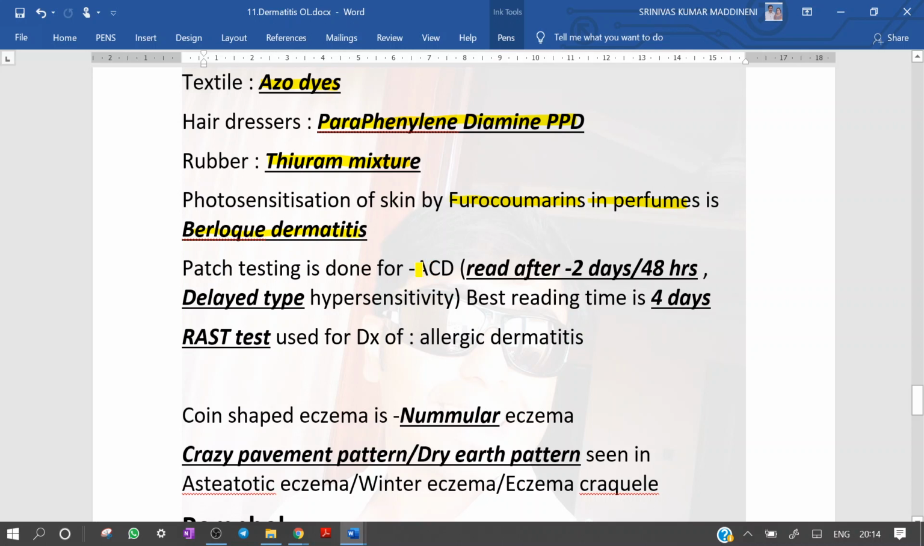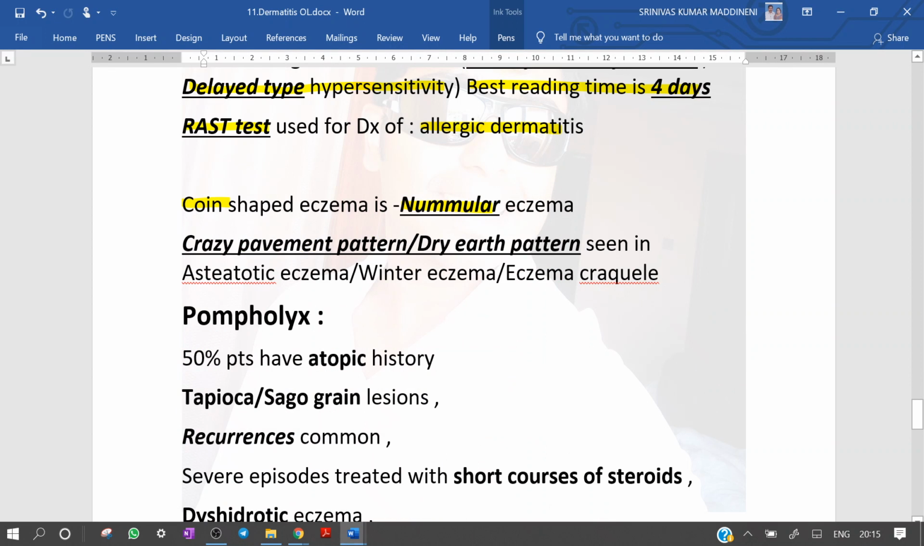Patch testing is done for allergic contact dermatitis and it is read 3 times, once after 2 days at 48 hours, and it is mentioned that best reading time is 4 days or 96 hours and the next reading time is 7 days. Patch testing is a kind of delayed type of hypersensitivity testing. RAST test is used for diagnosis of allergic dermatitis. Coin-shaped eczema is another name for nummular eczema. Crazy pavement pattern or dry earth pattern is seen in asteatotic eczema, also known as winter eczema, also known as eczema craquele.